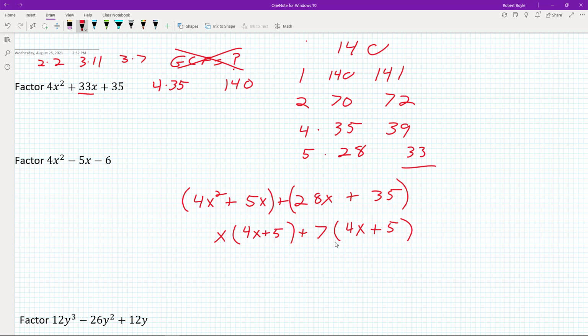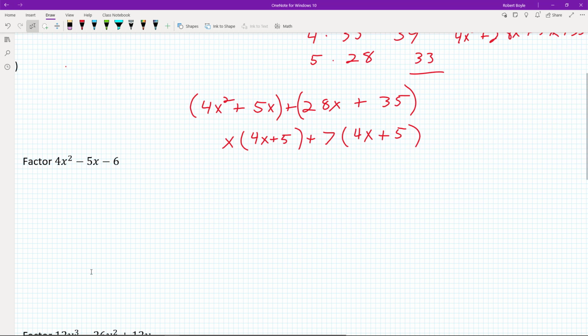Now I have a common binomial term that I can factor out, and when I do, I will have 4x plus 5 times the quantity x plus 7, and that will be our answer right here. Does it work? Well, let me see. We have 4x times x, that's 4x squared. 4x times 7 is 28x. x times 5 is 5x. 5 times 7 is 35. And yes, it works out.